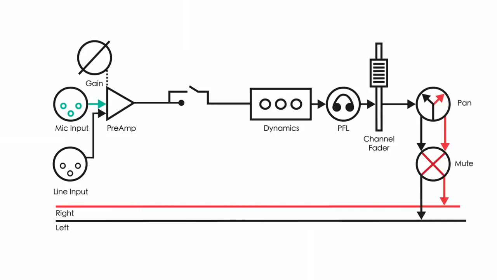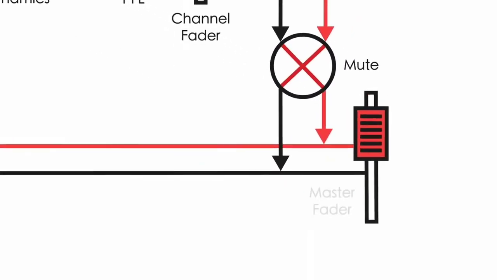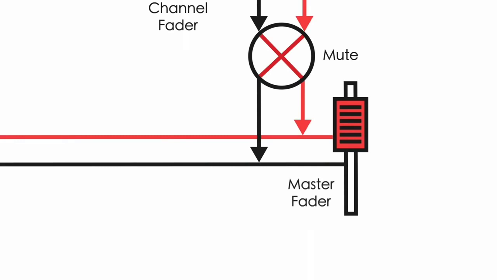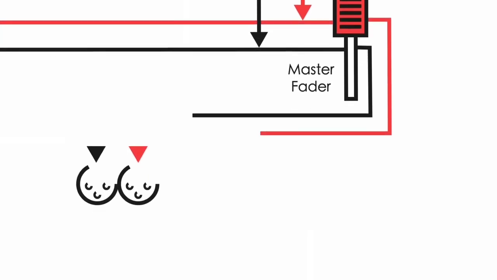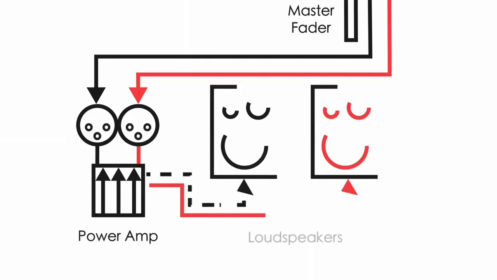After all the channels have been mixed, the level of the left and right bus is controlled by the master fader before the signal is outputted from the console. Once the signal from the left and right bus have passed through the master fader, the signal is then sent to the main outputs of the console to be sent to the speaker system.